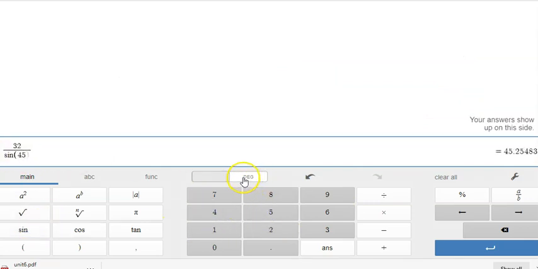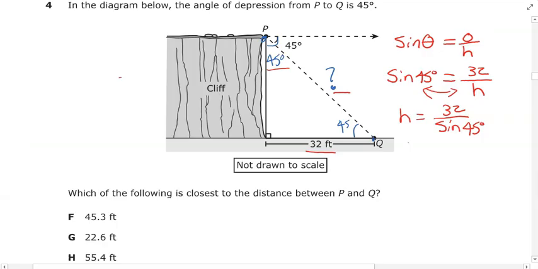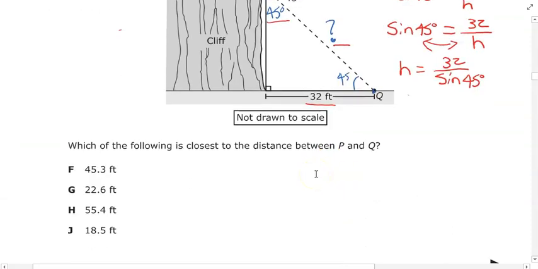And make sure the calculator is in degree mode. And looks like we end up getting 45.25 as our answer for this one. So the hypotenuse should be about 45.25, which rounds up to 45.3.